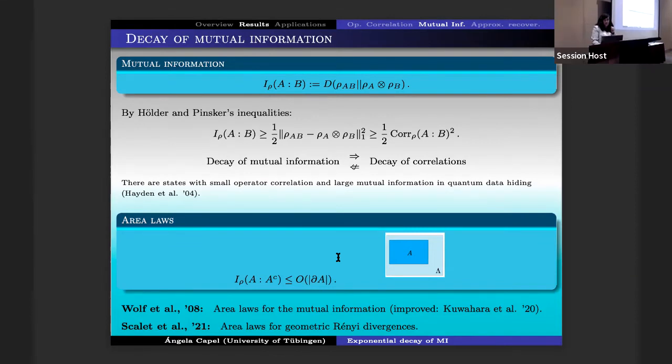And actually, the first work on area laws for the mutual information goes back to 2008, but it was improved a couple of years ago. This improvement is with respect to beta, the inverse temperature. The paper of 2008 scaled linearly with beta, and the improvement in 2020 scales with beta to the 2/3. And also in 2021, there was another paper in which area laws were provided for geometric Rényi divergences, and I'm going to introduce these quantities in the next slides.